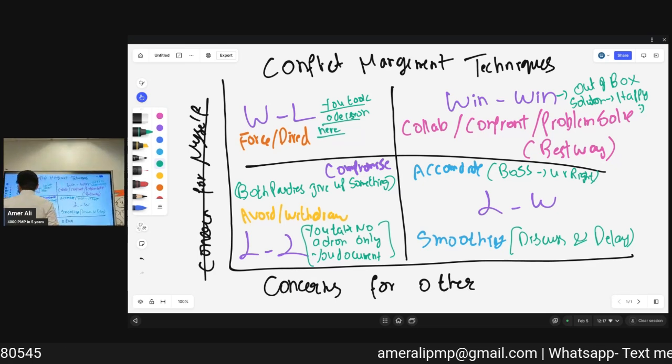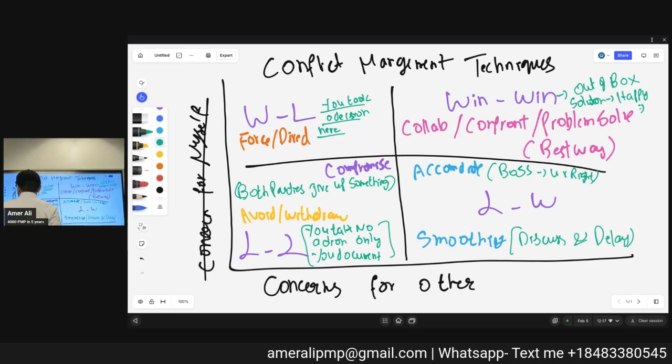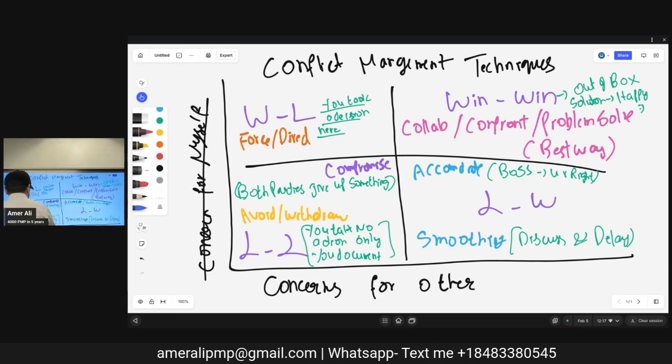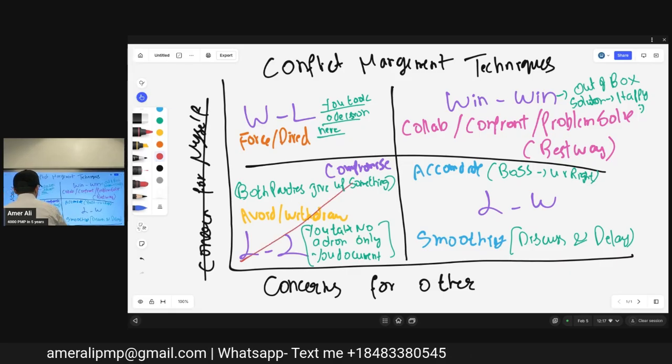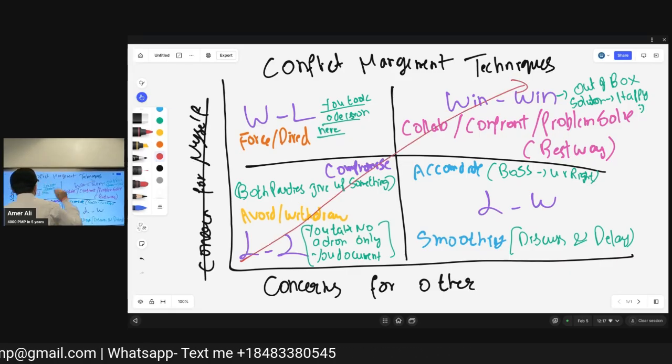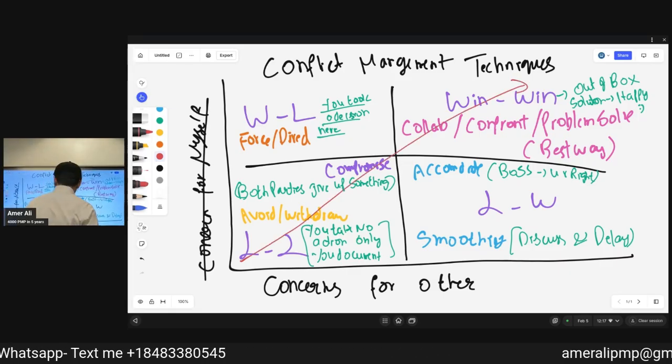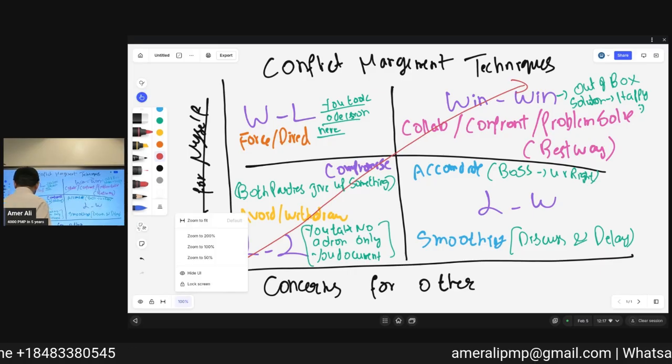Of course, Sudha has to win. She is my facilitator. Okay. This is the bad one. We move from this to this. This is our goal. So this is how you handle the conflict management. Okay.